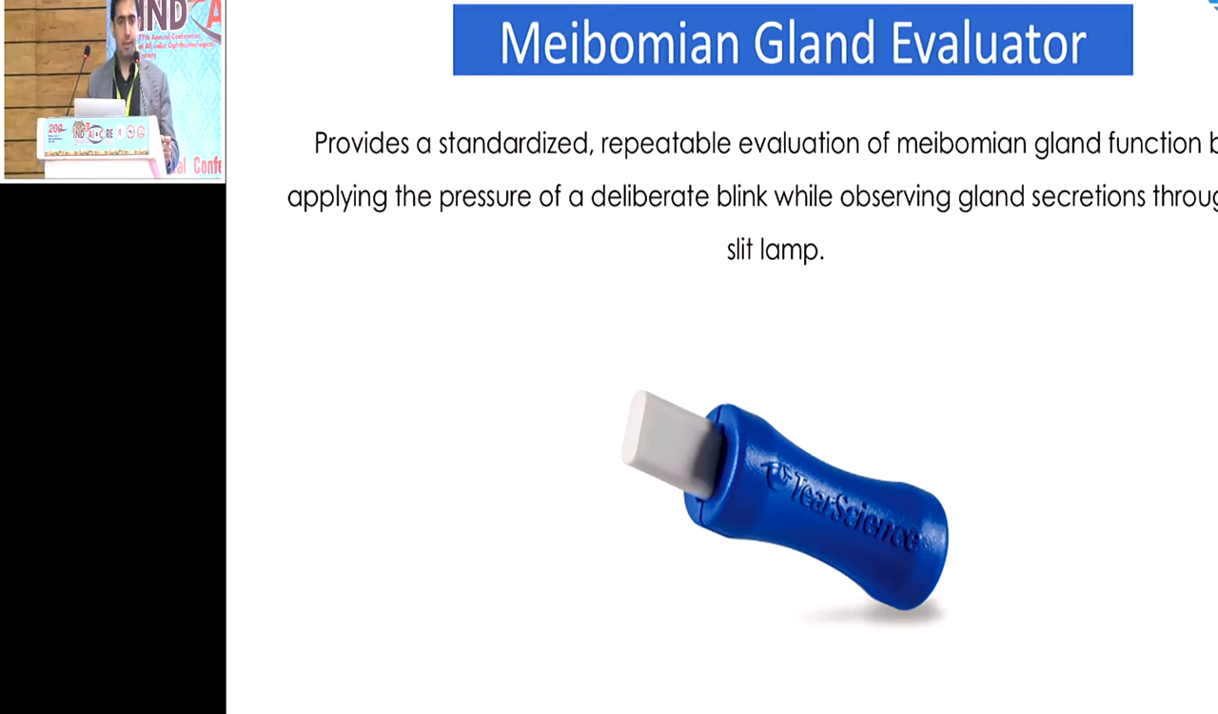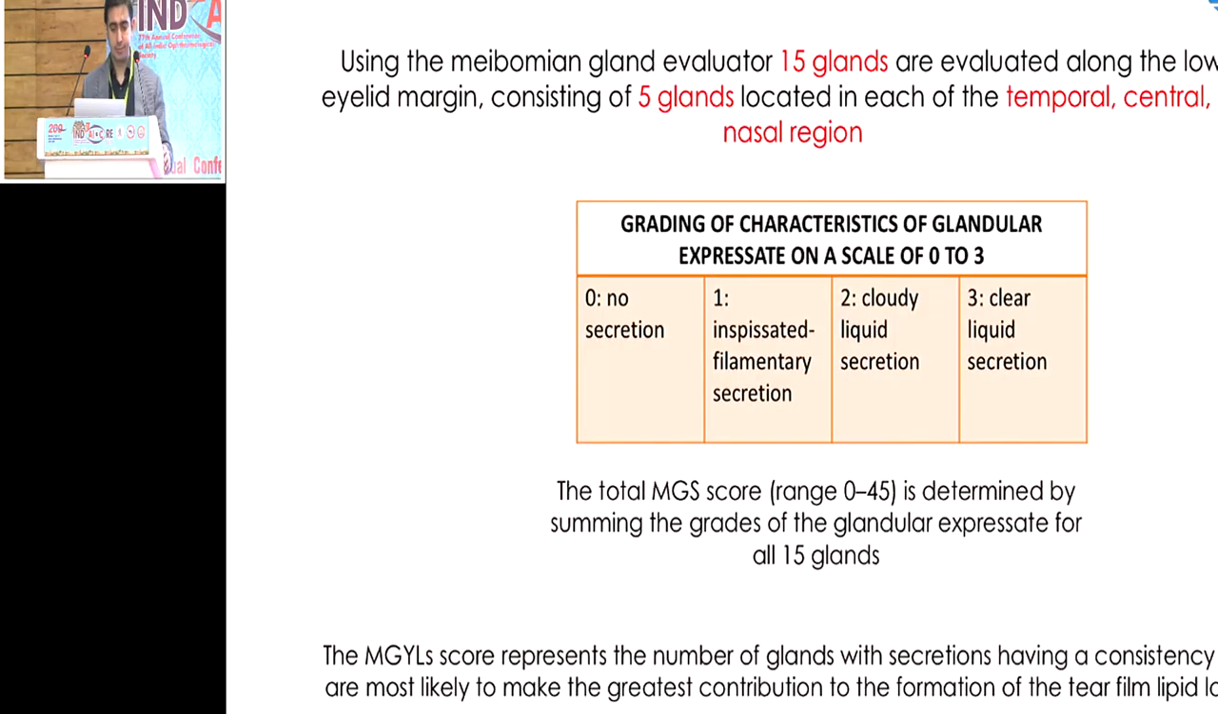A very important thing is to express the meibum from the glands when you're evaluating, to actually see the quality of the meibum that is coming out. Various paddles and forceps have also been designed for this, but you have to remember that patients are very sensitive to the amount of pressure you apply on the lids. Between 5 and 40 psi is the value useful to express meibum, but very few can tolerate that kind of pressure.